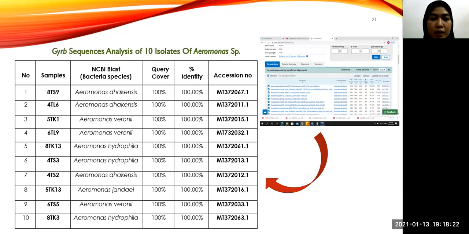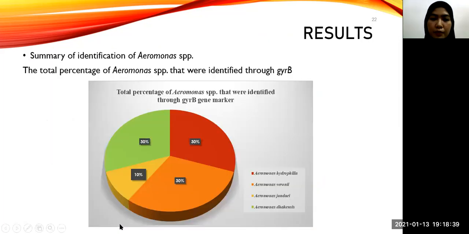So this is the gyrB sequencing analysis for 10 isolates using NCBI. You can see here the query cover is 100%, and the percentage of identity is also 100%. So this is the summary of identification. The total percentage of Aeromonas, as you can see here, is 30% each from Aeromonas hydrophila, Aeromonas veronii, Aeromonas dhakensis, and 10% from Aeromonas jandaei.